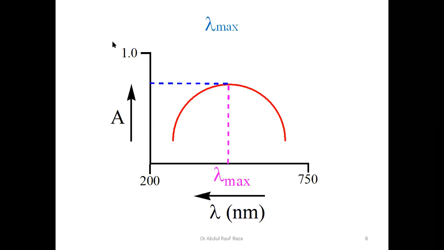Lambda max cannot have absorbance greater than 1. If it is greater than 1, you are supposed to dilute the solution. So when the dilution gives absorbance less than 1 for lambda max, then the Lambert-Beer law is applicable, and we can make use of the expression absorbance is equal to epsilon CL. Otherwise, if it is greater than 1, we cannot apply this on such solutions.